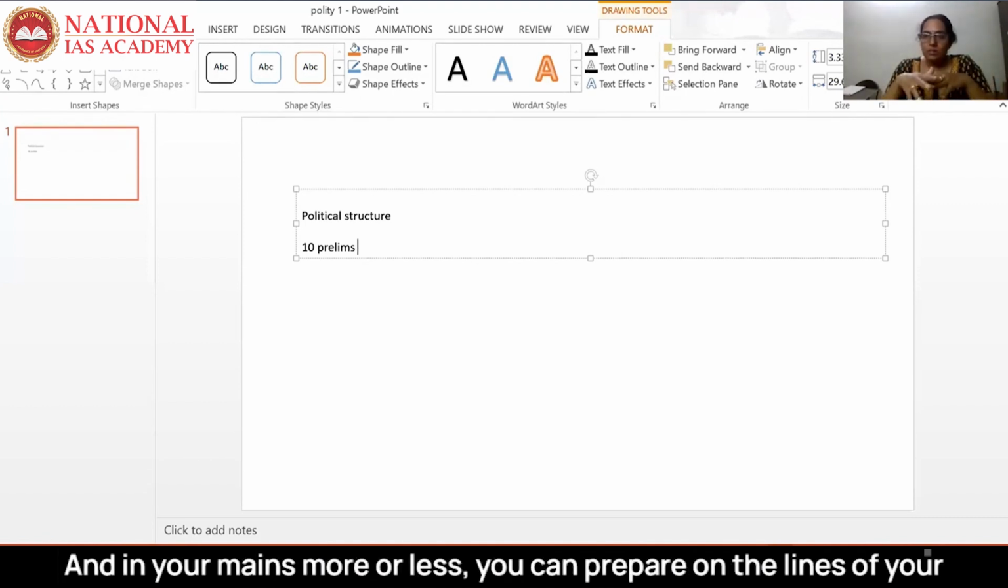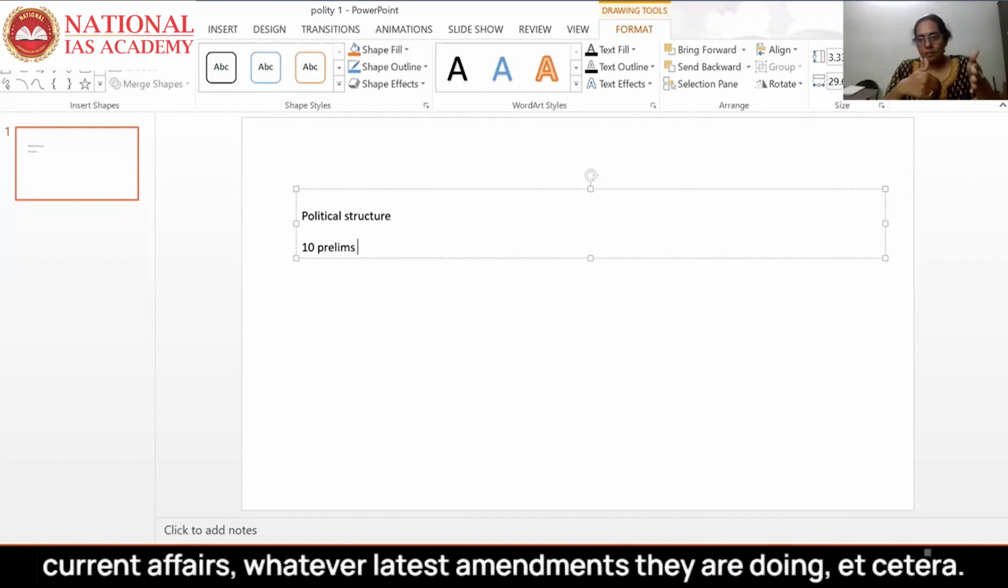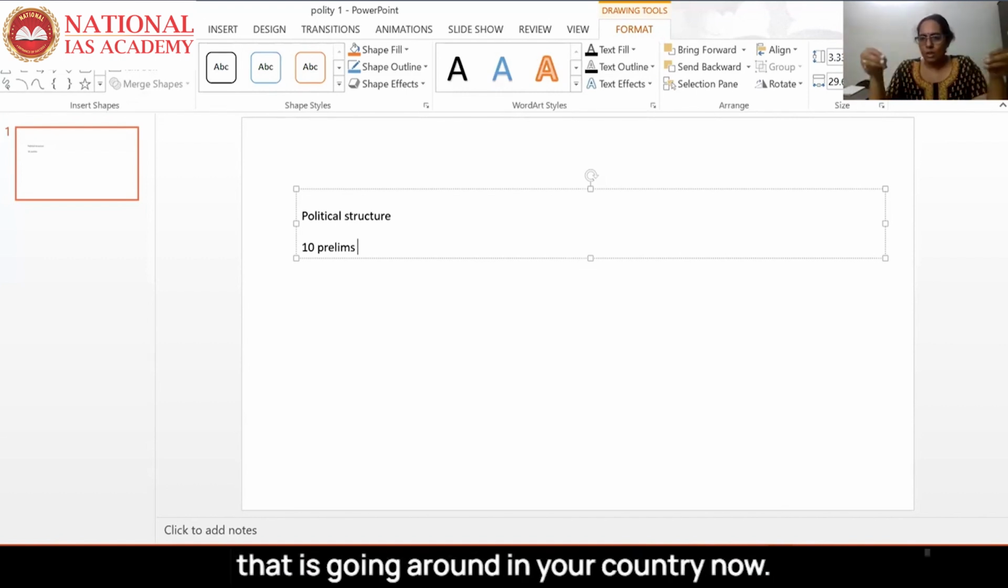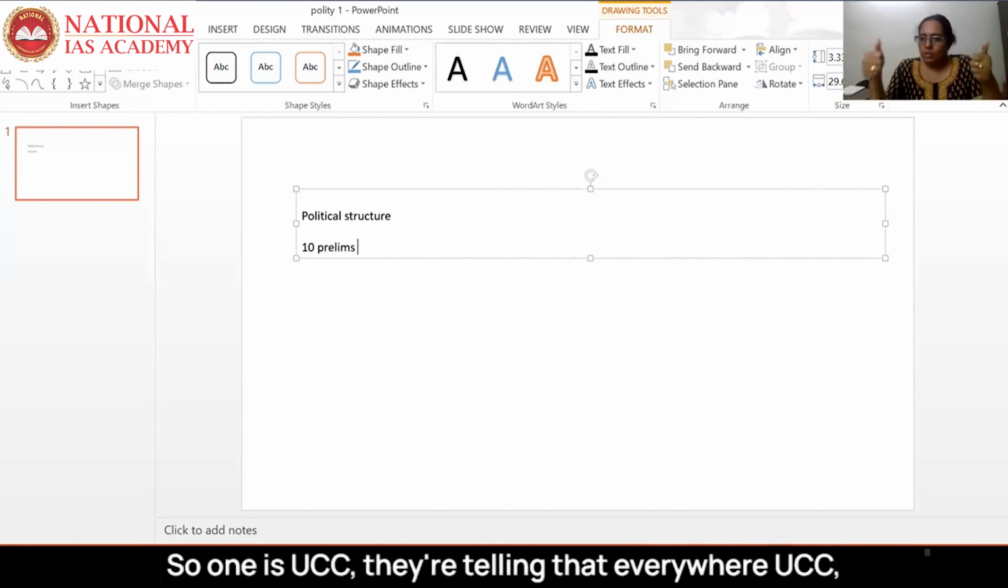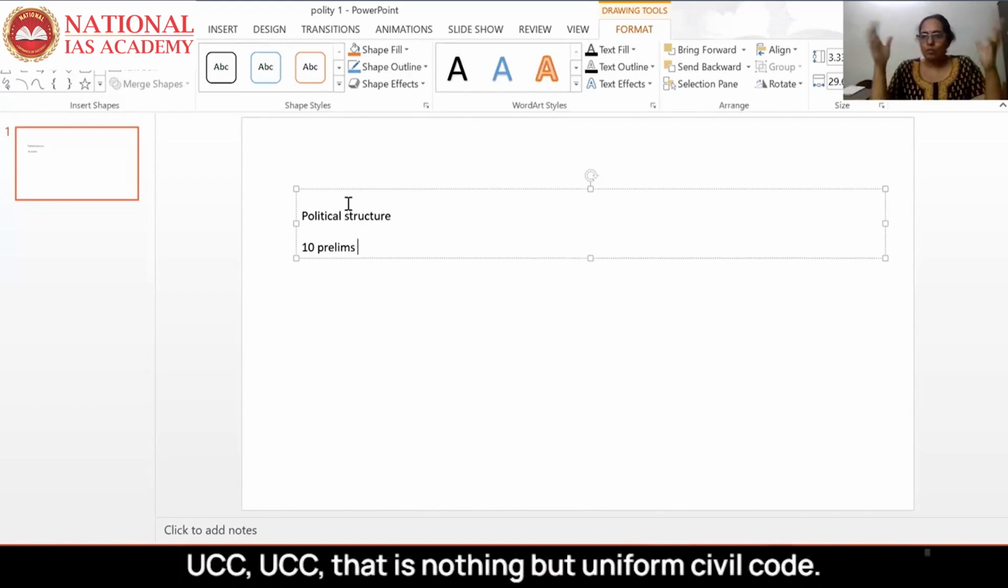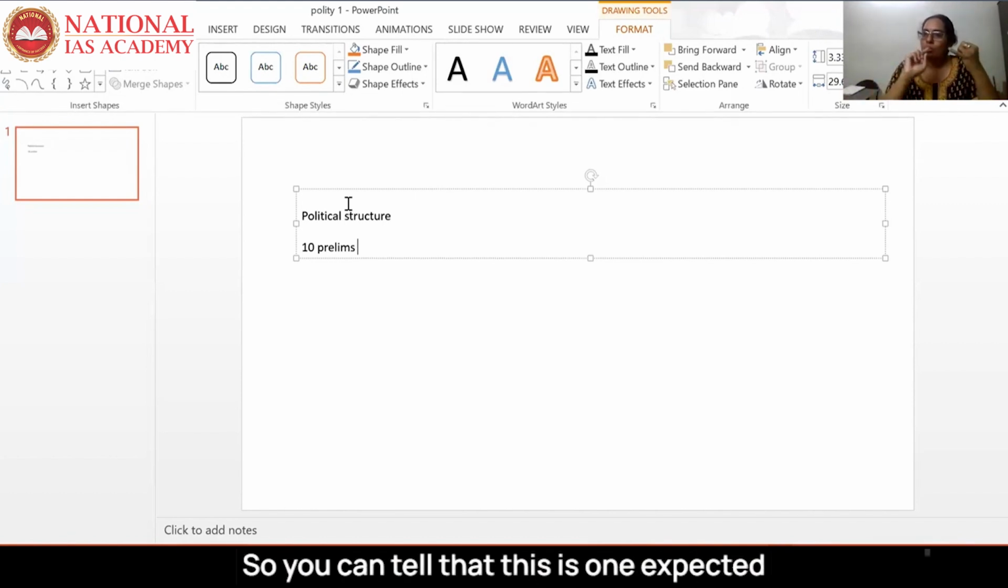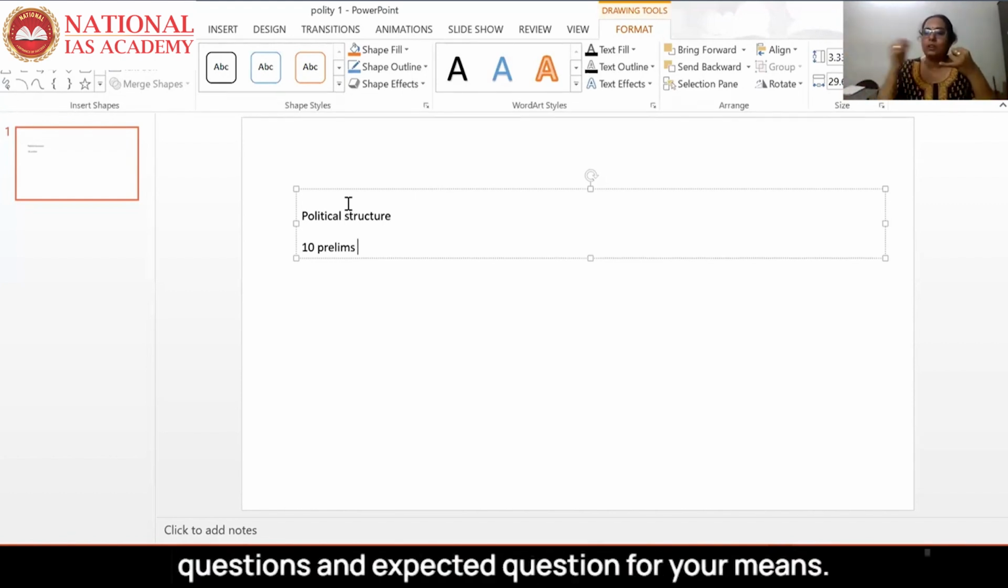And in your mains, more or less, you can prepare on the lines of your current affairs, whatever latest amendments they are doing. For example, I'll take a very simple example that is going around in your country now. One is UCC. They're telling that everywhere it is UCC. That is nothing but Uniform Civil Code. They're trying to bring the Uniform Civil Code. So you can tell that this is one expected question for your mains.